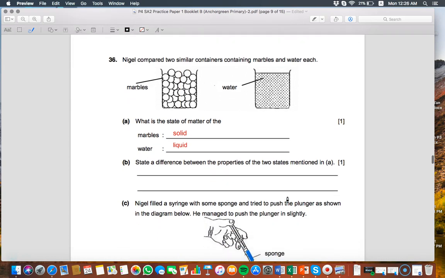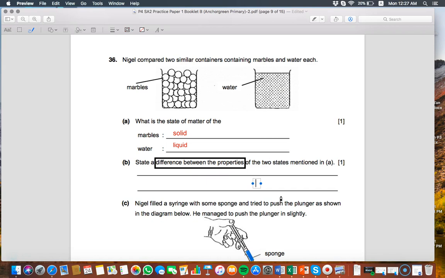State a difference between the properties of the two states mentioned in A. So what is the difference in the property of a solid and a liquid? Over here, it's the difference between the properties of the two states mentioned. So the first difference, I think there's only one difference here.